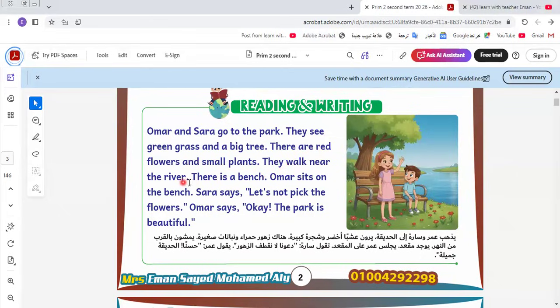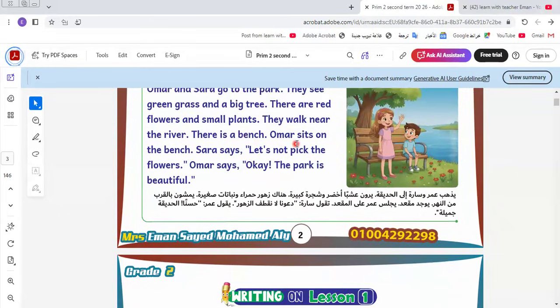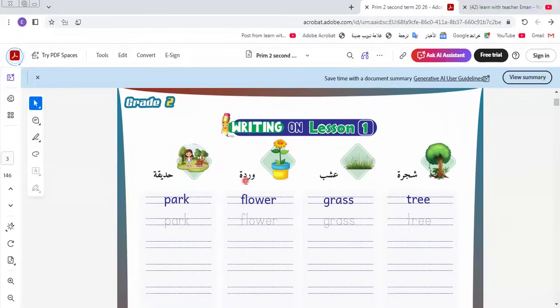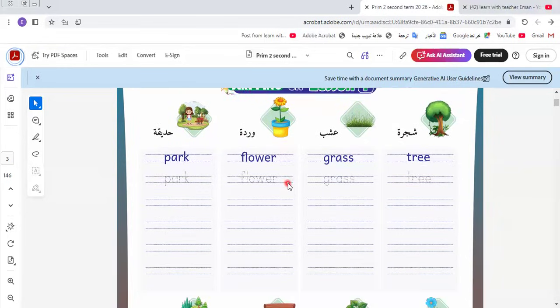They walk near the river. There is a bench. Some of you may be saying, what is the bench? I think all of us know it when you go to the park or gardens. Omar sits on the bench. Sarah says, let's not pick the flowers. Omar says, okay, the park is beautiful, so we can't pick the flowers, because the flowers make the park beautiful, so we can't do this action.